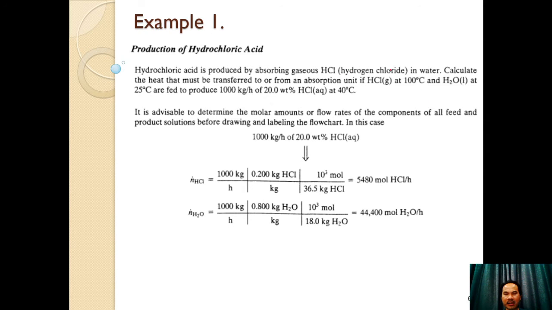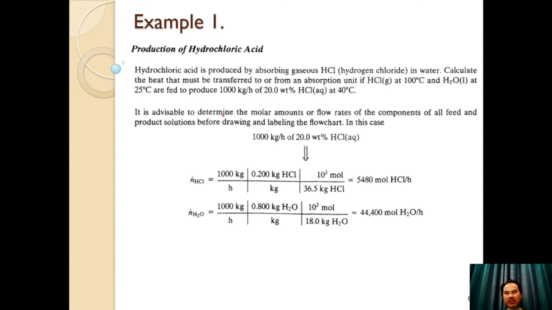in the absorption unit, HCl at 100 degrees Celsius and water at 25 degrees Celsius are fed to produce 1,000 kg per hour of hydrochloric acid aqueous solution at 20% weight, at 40 degrees Celsius. We have two feeds and one output. Two feeds: HCl at 100 degrees Celsius, water at 25 degrees Celsius, and you get product at 40 degrees Celsius with 20% HCl.